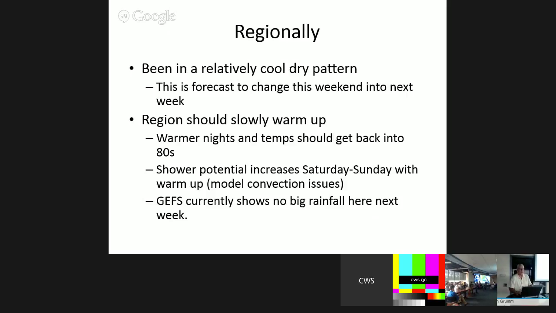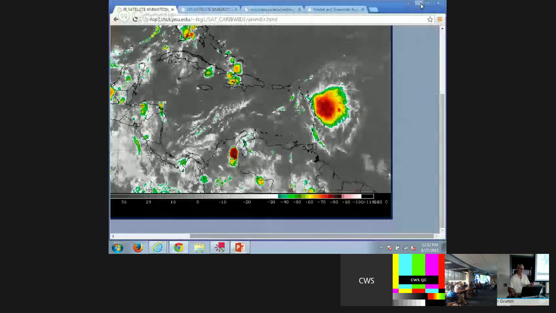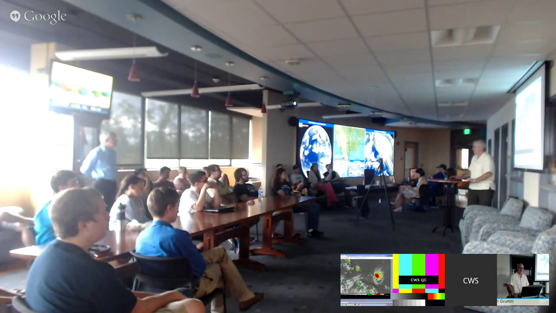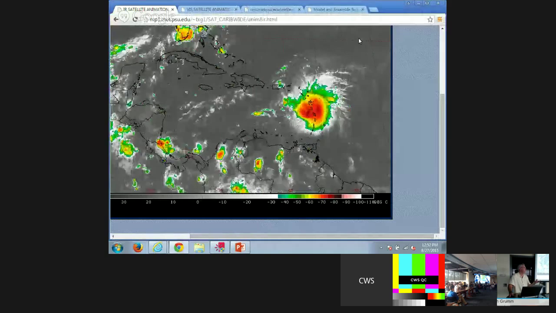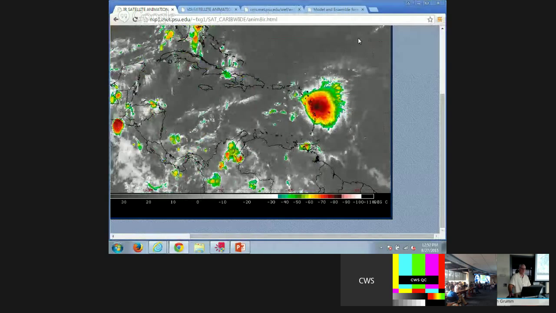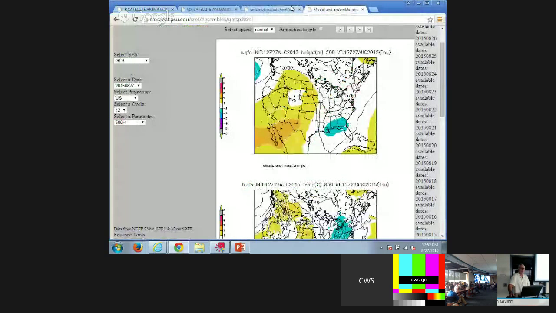So with that, I'm going to switch gears a little bit. We already saw what Erika looks like as it's coming through the Eastern Caribbean now. There's been some good footage. They've had some really intense rainfall, some nice footage of some flooding, which isn't good if you live there, but it was pretty interesting to see. So we will look quickly.